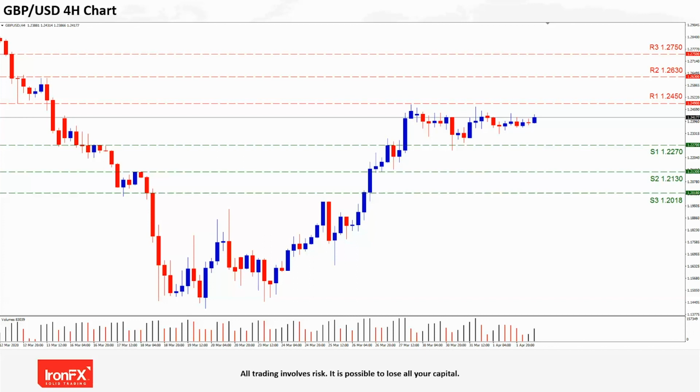Both levels have been tested in the past days, but the currency is trading in a somewhat straight line. On the upside and above the R1, we have a possible stop at the R2 1.2630, and higher we have the R3 1.2750 level. In the opposite direction, below the S1, we have the S2 1.2130 line and the S3 1.2018, which could also become targets. Please note the volume indicator below our chart indicates lower activity since the 31st of March for the pair.